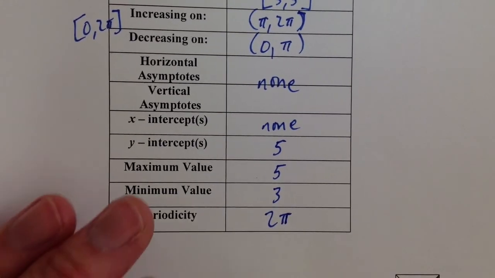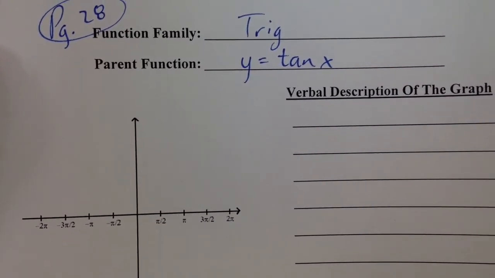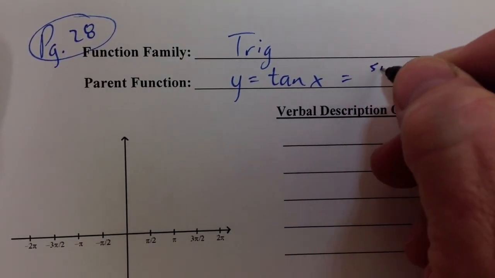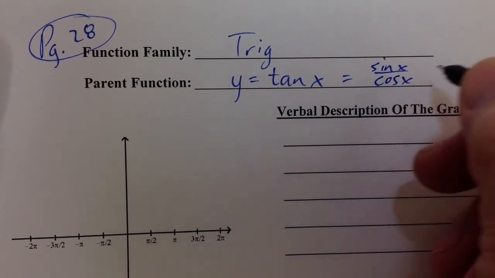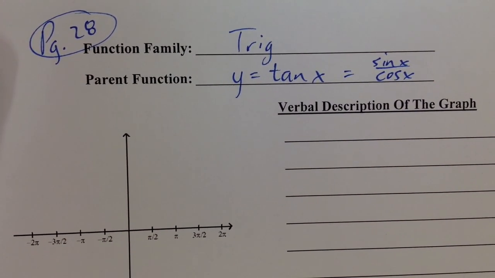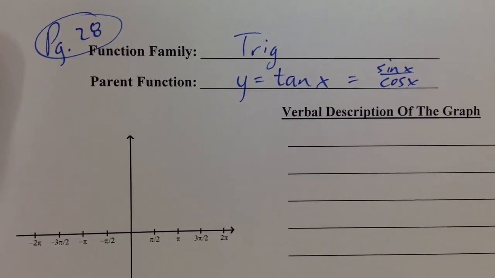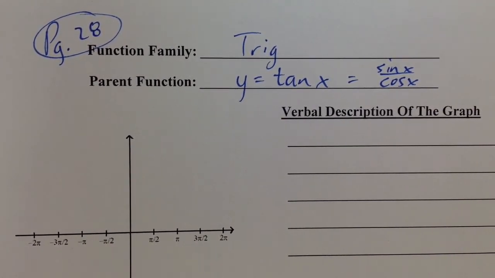The period is 2 pi. Maybe I can fit in the tangent graph, although the bell's going to ring here in about 2 minutes. I should probably put all this stuff away, but let's see if we can finish this. Okay, page 28. This is the sine over the cosine. This will take a little bit longer, so I don't want to rush it. This is the one that students tend to have a tougher time with than the sine or cosine. So I'll do this one a little bit later, but at least I got you started on pages 24 through 27.